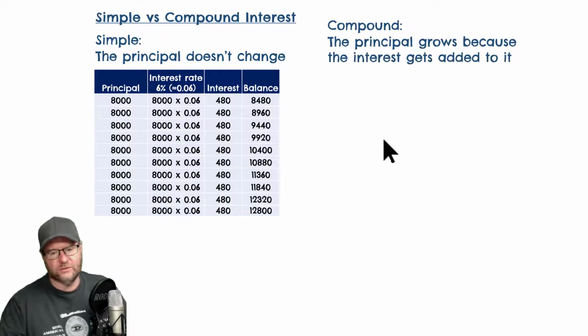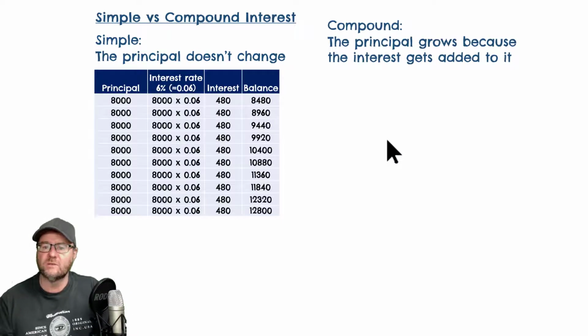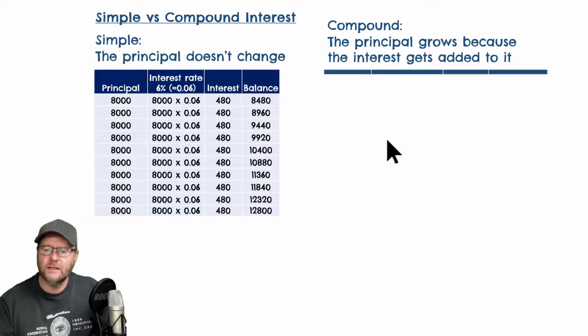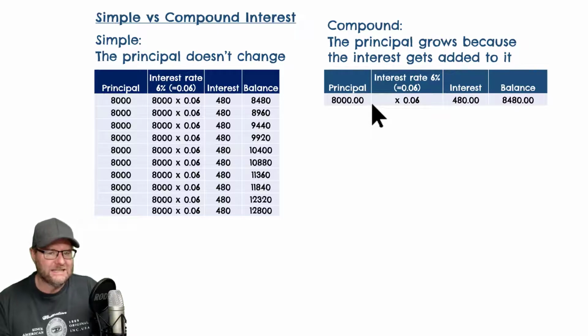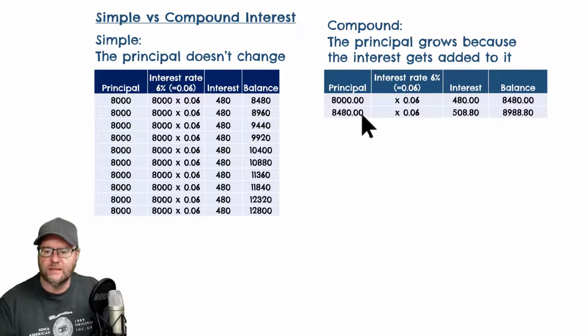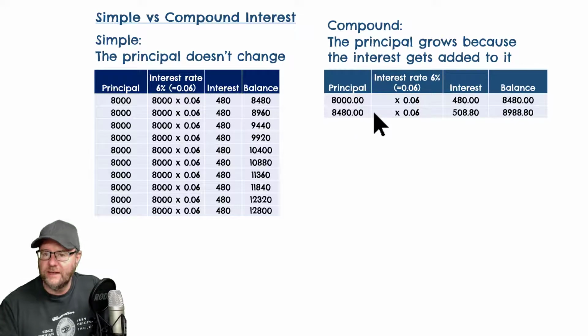However, with compound interest, the principal grows because we take the interest and we put it back into the principal. Let's see what I mean. The first year is going to look exactly the same as our simple interest year. $8,000 times 6%, $480 interest gives me a balance of 8,480. However, now I take that amount, because I'm going to keep the interest and put it back into the account. So now my principal goes up to 8,480. So this number and this number are the same.